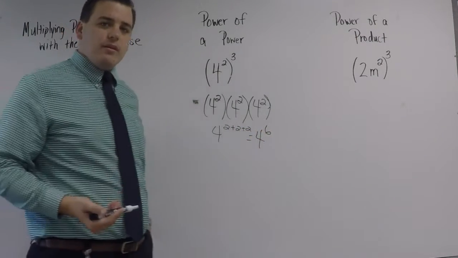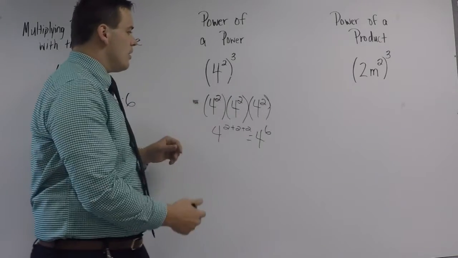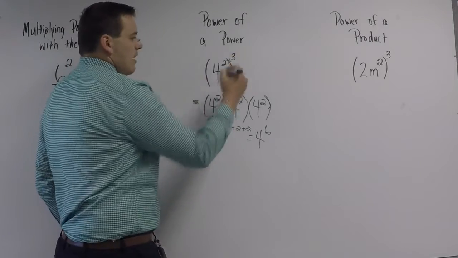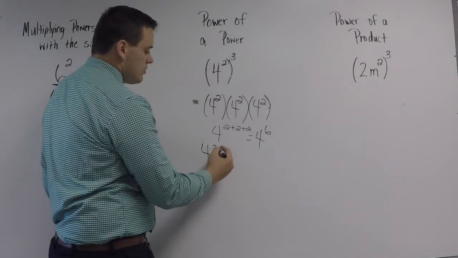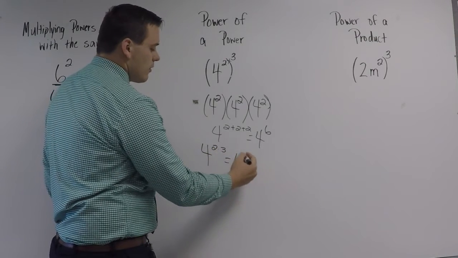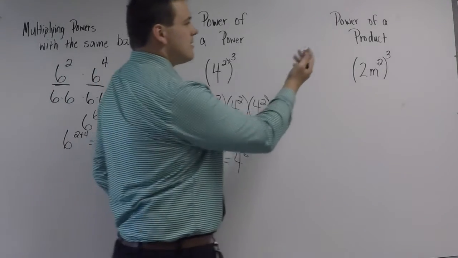The shortcut method of not expanding it out would just be to multiply. I've taught this in class. You guys just go ahead and multiply that. 2 times 3, so 4, 2 times 3 is going to be equal to 4 to the 6th power. Same method here.